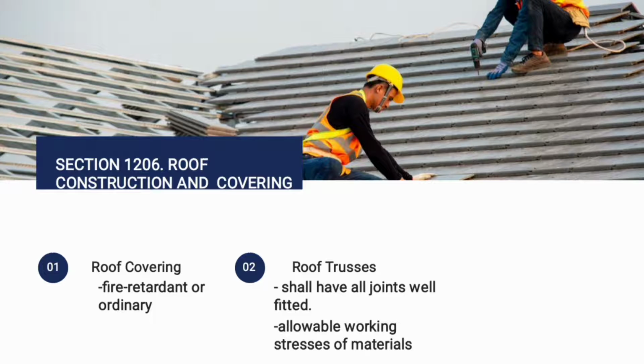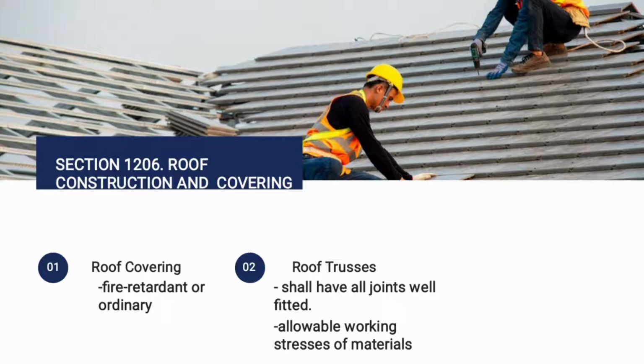Next is the section 1206, the roof construction and covering. So for the roof covering, you can use in any buildings either fire retardant or ordinary depending upon the fire resistive requirements of the particular type of construction. So the use of combustible roof insulation may be permitted in all types of construction, provided that it is also covered with the roof covering that is approved, and it should be directly applied into the covering of your roof.